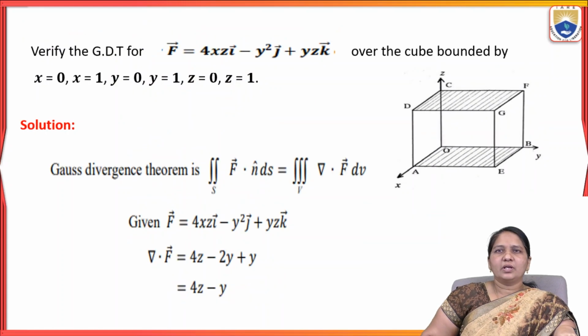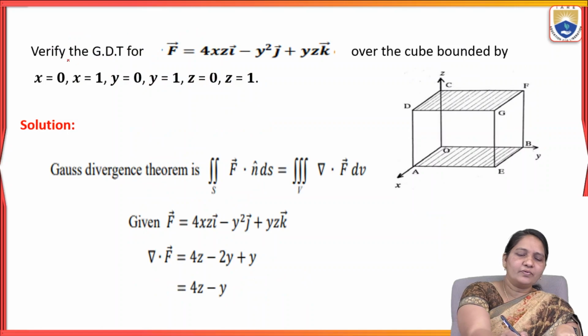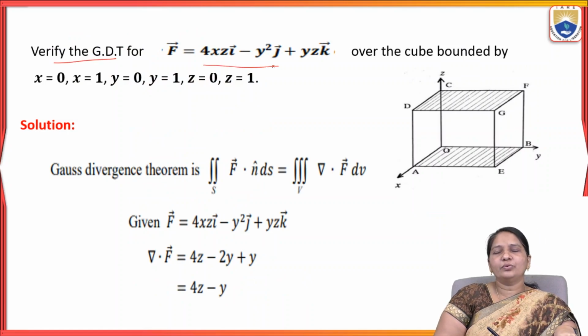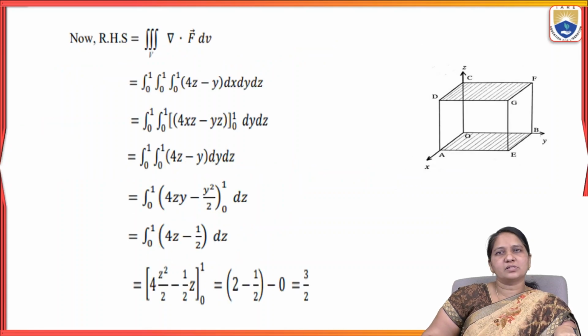If they ask to verify the Gauss Divergence Theorem for the vector, then we have to do two parts, the LHS part and the RHS part.